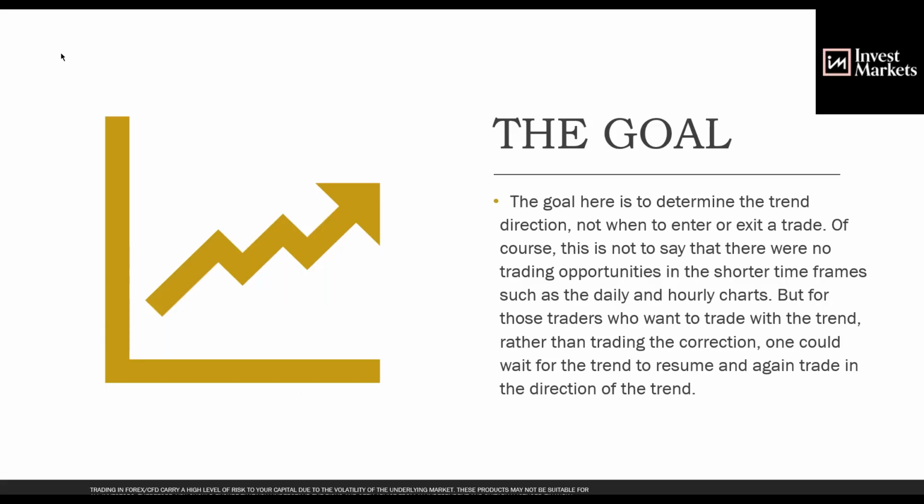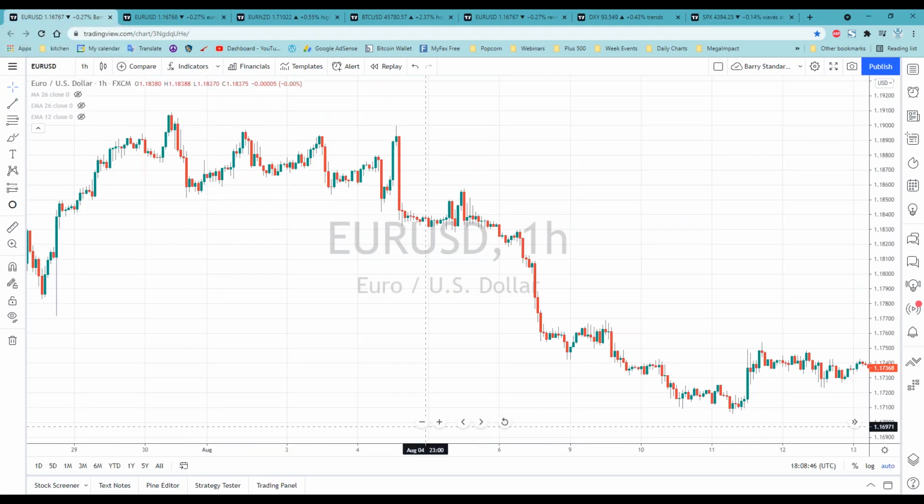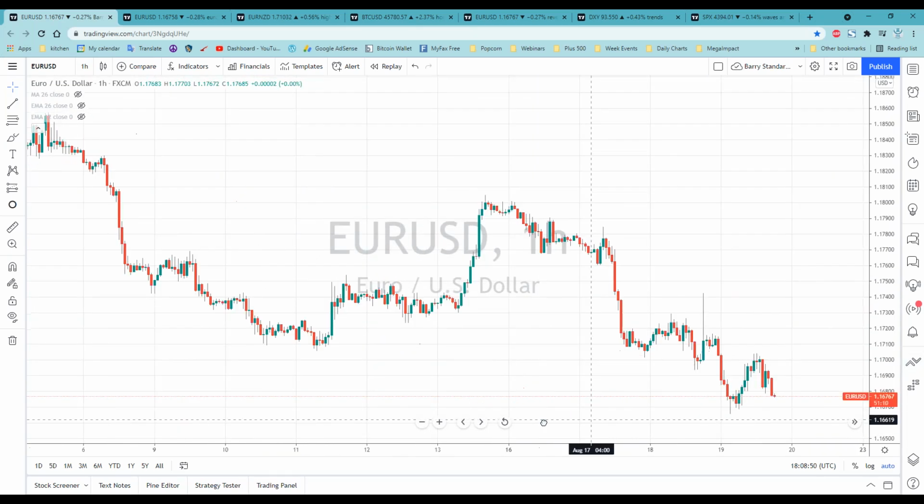Come on, let's go over to my charts. There we go. So let's come over to my teaching chart. This is the euro US dollar, and we're looking at the euro US dollar in a 1 hour chart. Let's go up to today's trading.